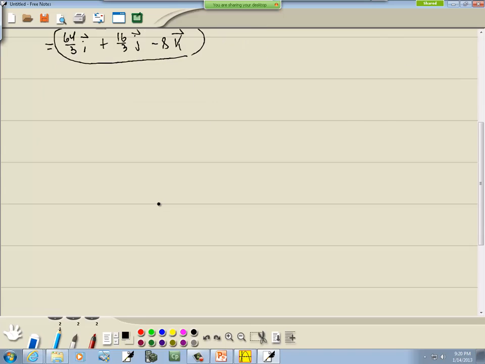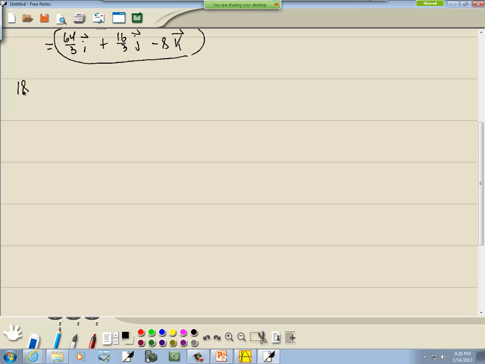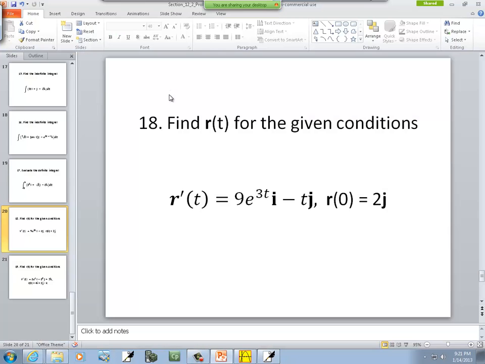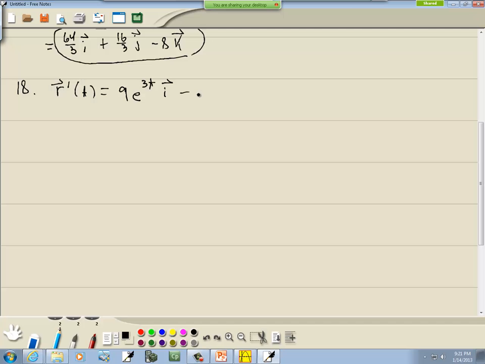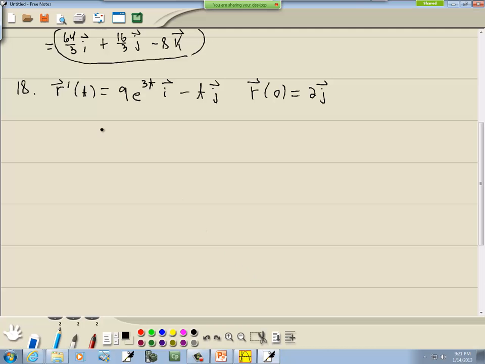Okay, our next problem. We have r prime is equal to 9 e to the 3t i minus t j, and r of 0 is equal to 2j. It says find r for the given conditions. So to go backwards, we're going to find r by taking the integral of r prime. So the integral of 9e to the 3t i minus t j dt.